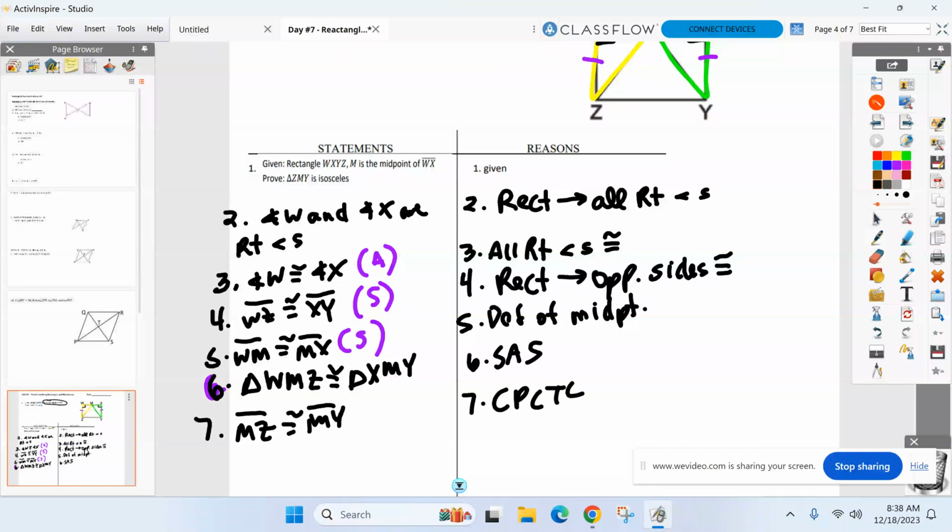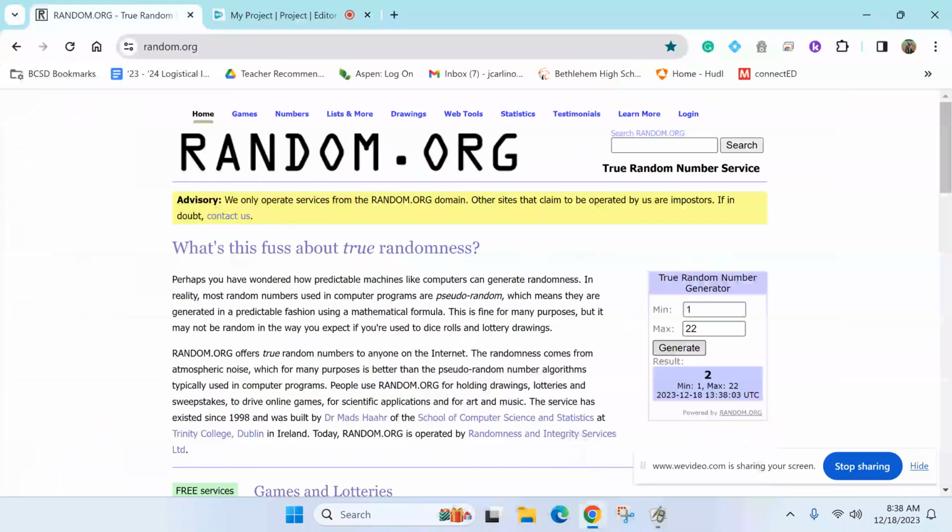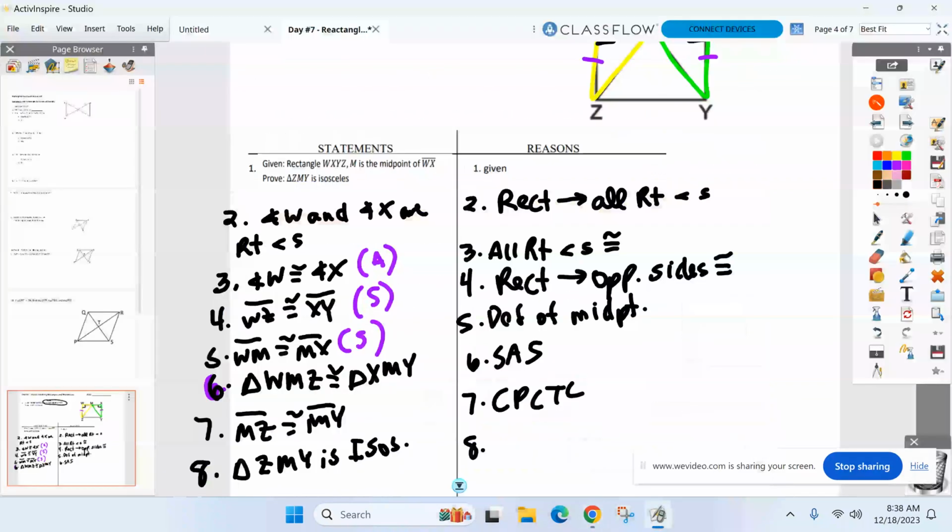And now this bad boy's isosceles, huh? Now that we got MZ and MY, it's isosceles. Triangle. And just tell me why in your own words it's isosceles. How do I know this is isosceles right now? In your own words, I'll write something down. Lily, back to you. There's 2 congruent. Okay. Yeah. 2 congruent sides. We can put implies isosceles triangle.